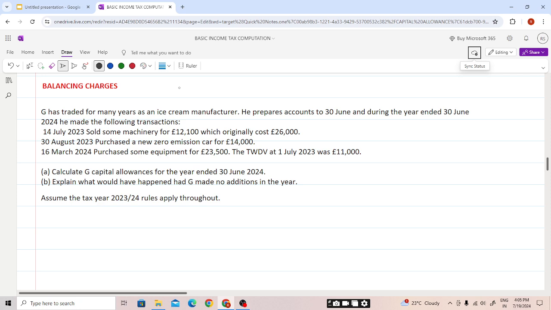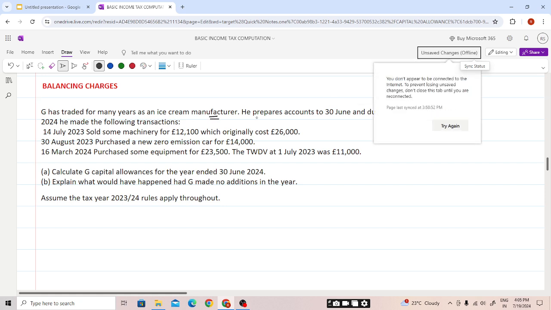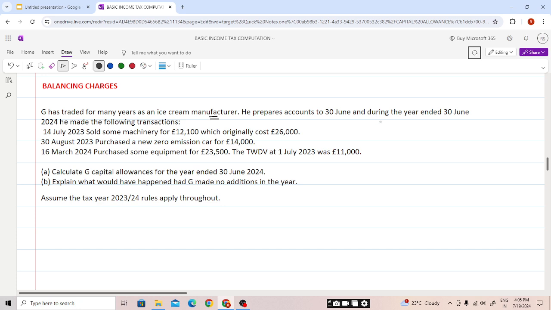Balancing charge, students. G has traded for many years as an ice cream manufacturer. He prepares accounts to 30th June, and the year ended is 30th June 2024.